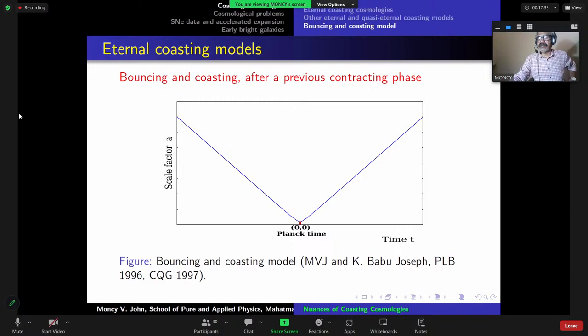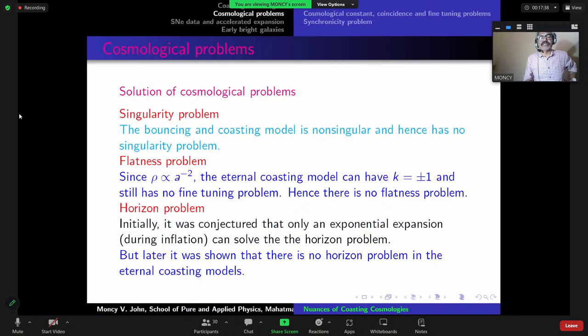Now we will discuss the solution of cosmological problems in these models. In general, the coasting models. The models we discussed so far are all singular except the bouncing and coasting model. So we can say there is no singularity problem in the bouncing and coasting model.